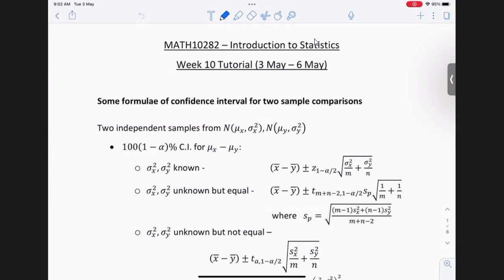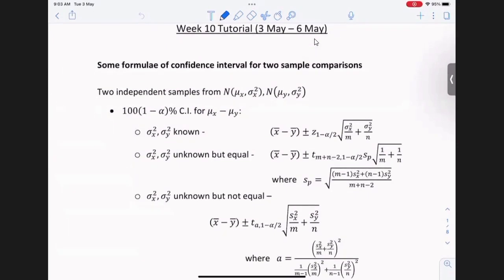Now, recall that in the worksheet last week, we worked together on some exercises about constructing a confidence interval from a single sample. Now in this worksheet, we will explore how we can do two sample comparisons by calculating a confidence interval for a difference of the population means or a difference of the population proportions. Here is a summary of the formulas that you've learned. You can find them in the lecture notes. So it is just a summary.